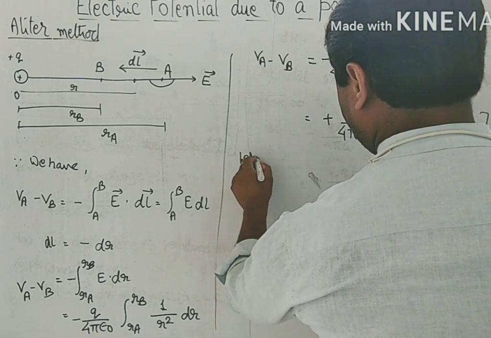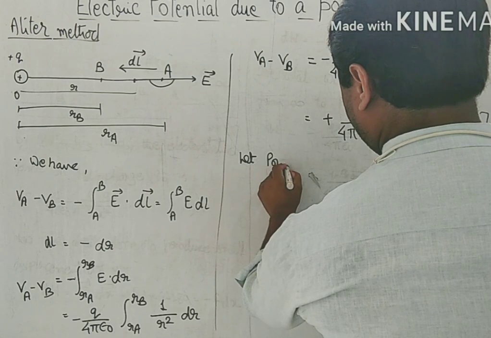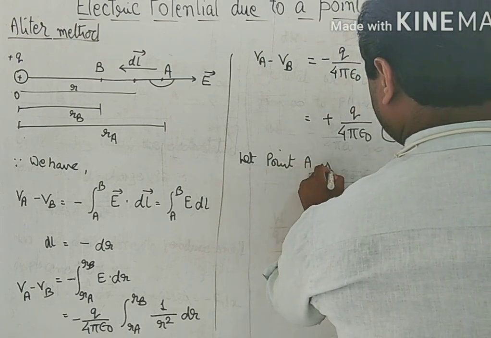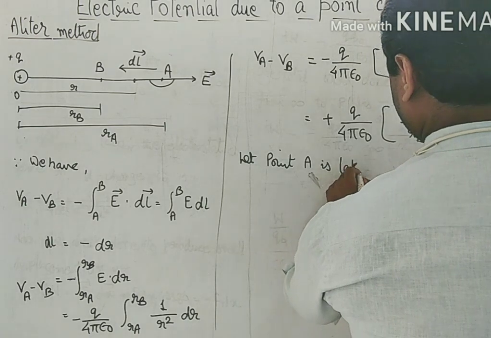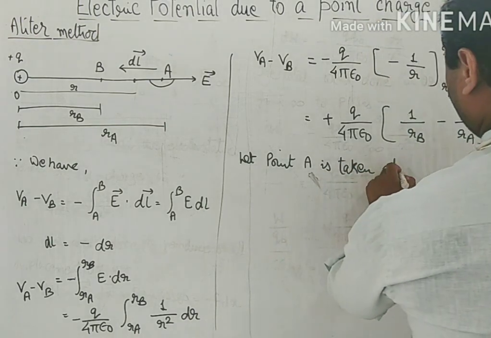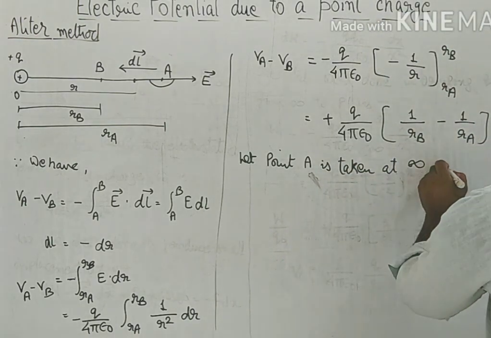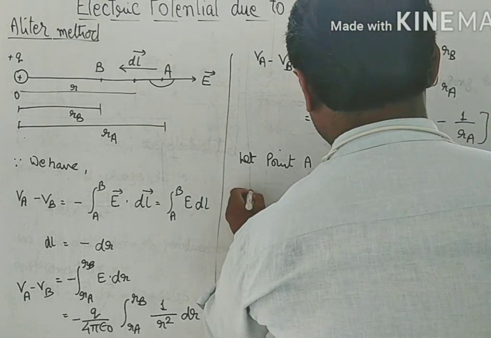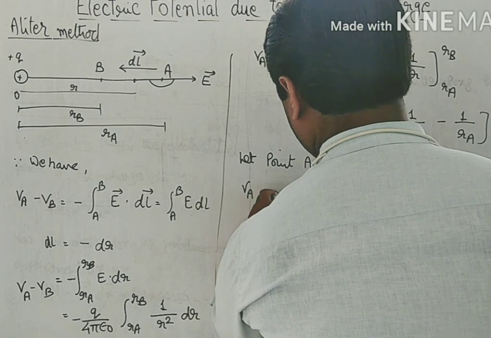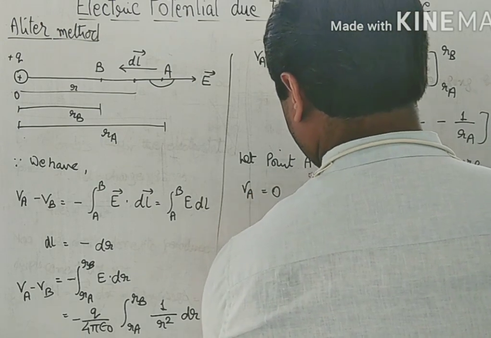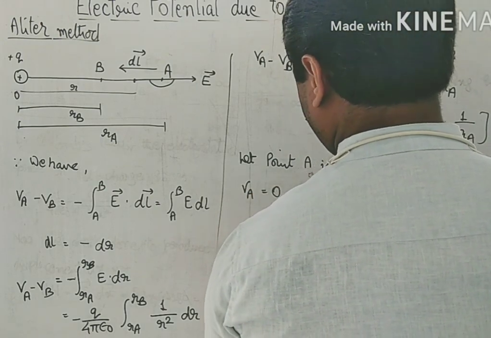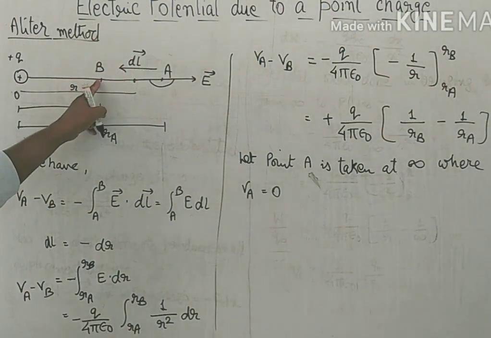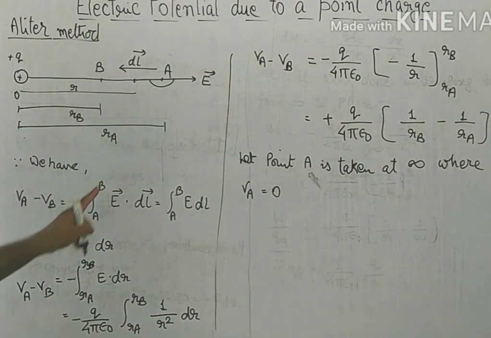Let point A be taken at infinity, where potential is supposed to be 0. So actually here it is VB minus VA, it should have been.